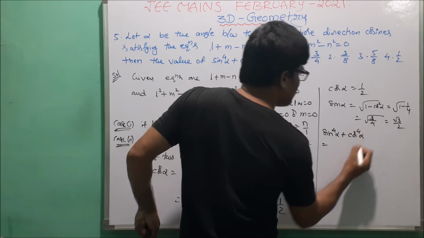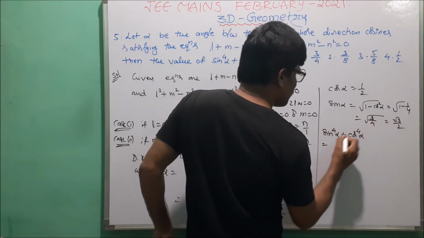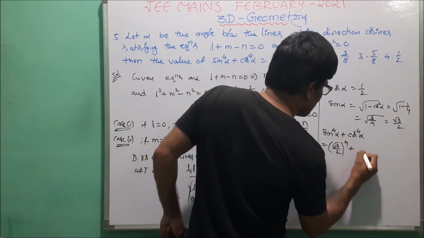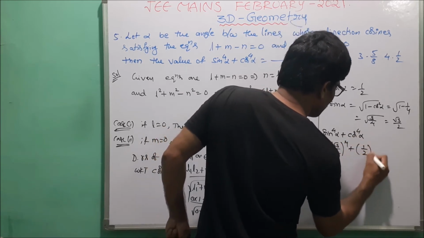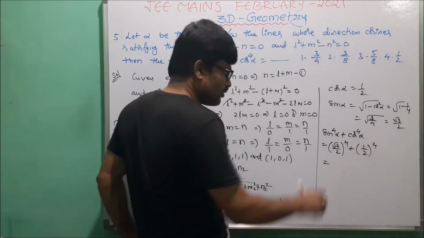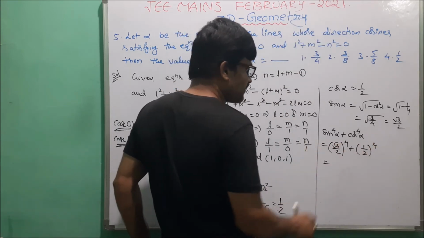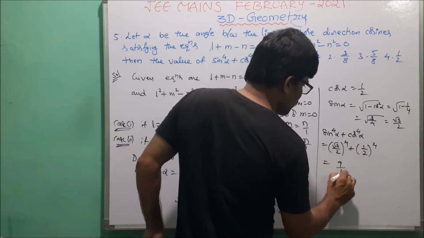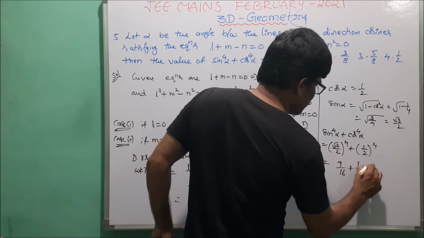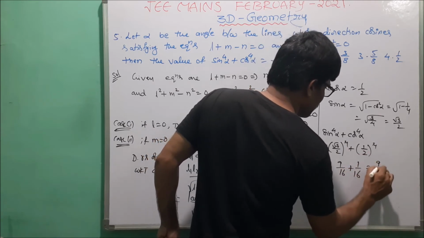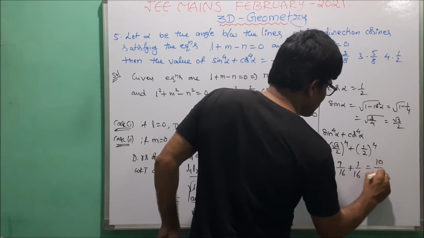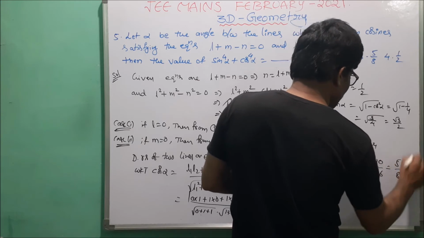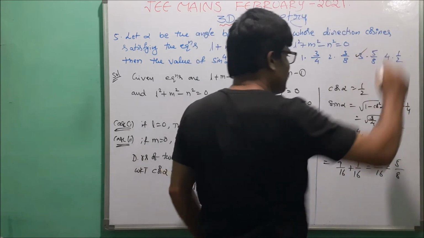Now we have to find sin power 4 alpha plus cos power 4 alpha. That equals root 3 by 2 whole power 4 plus 1 by 2 whole power 4. Here the square root will be cancelled, remaining 3 square, that is 9 by 2 power 4, which is 16, plus 1 by 16. So that is 10 by 16. 10 by 16 means, 2 fives are 10, 2 eights are 16, so 5 by 8. So the third option is the right answer.